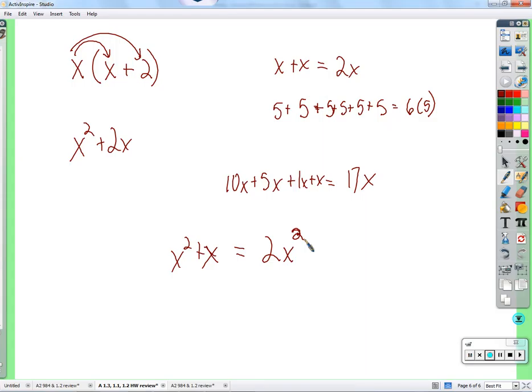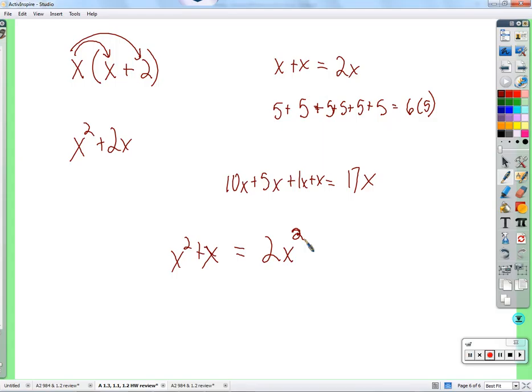Could we take x squared plus x and get 2x squared? Why not? Well, let's go back up to this. x plus x is 2x. How come I can just write x plus x is 2x?